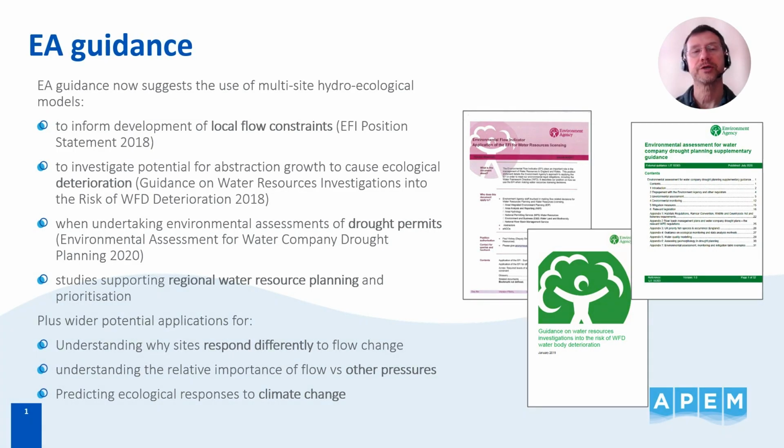Hydroecological modelling has matured in recent years, from applied research on regional and national datasets in the mid-2000s to the application of the tools in specific local areas more recently. As a result, hydroecological modelling is now a suggested approach to get the most from available data for defining local environmental flow constraints for flow recovery, for flow deterioration investigations, and for new licence applications. It could also be applied to drought permit environmental assessments.